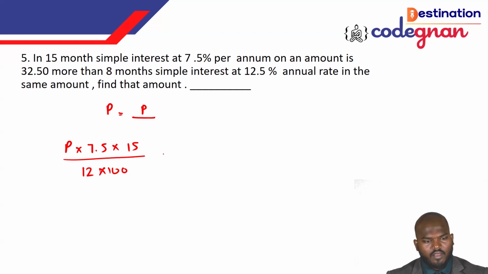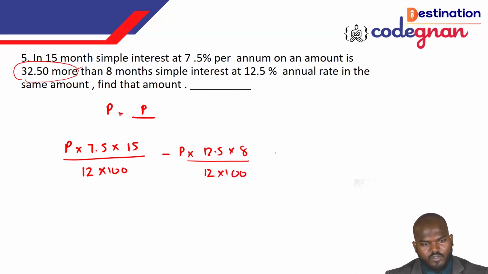Then you need to put the minus here. For this word, 32.50, you are using the minus here. Then again, the same way, it's 12.5%, but the time is equal to what? 8 months, so you need to write it as 8 by 12 times 100. You can keep it up here. Once you work this out, it will give you that 32.50 rupees extra.